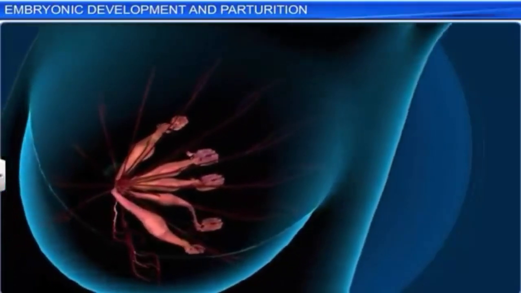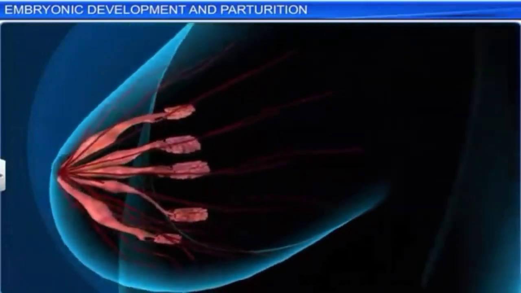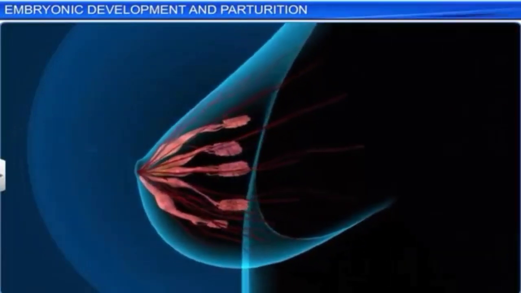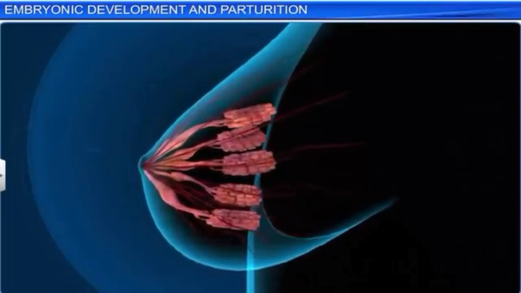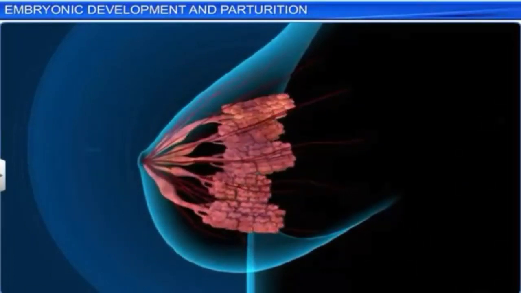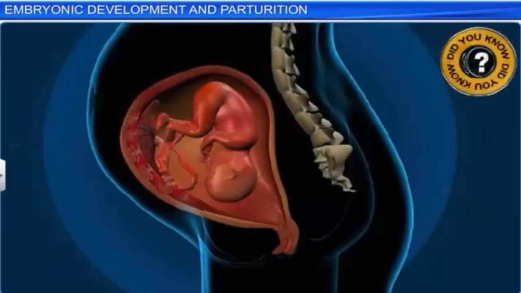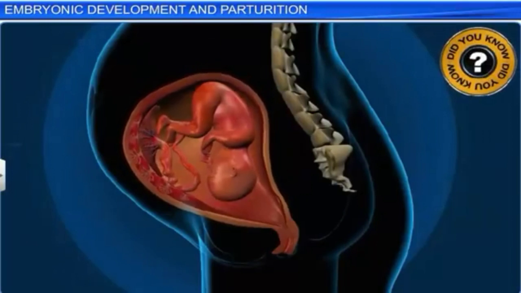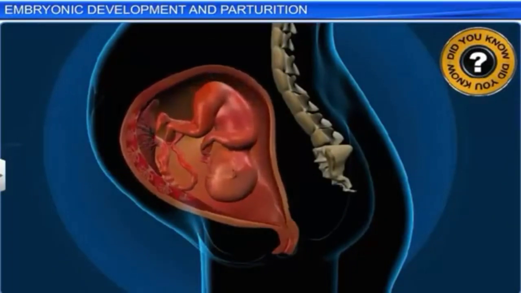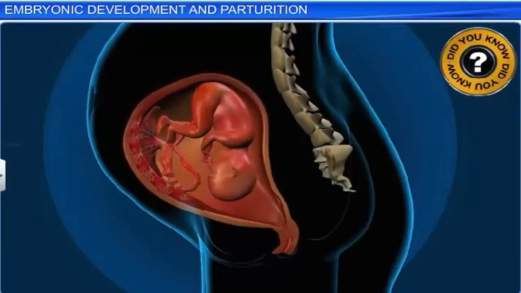Hormonal changes also cause the cells of the mother's mammary glands to differentiate, resulting in these glands producing milk by a process called lactation toward the end of pregnancy. Did you know that at the end of the gestation period, the fetus as well as the placenta starts secreting hormones that set in motion mild uterine contractions called the fetal ejection reflex?